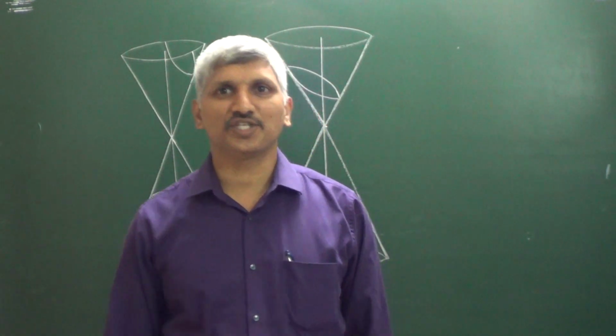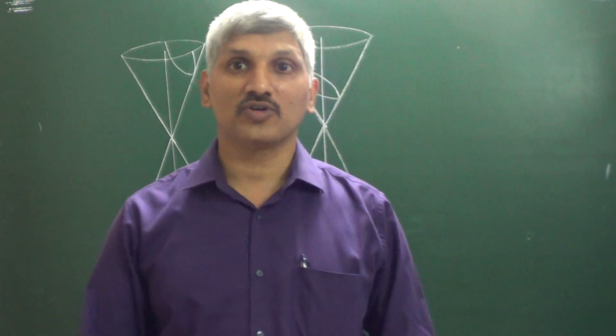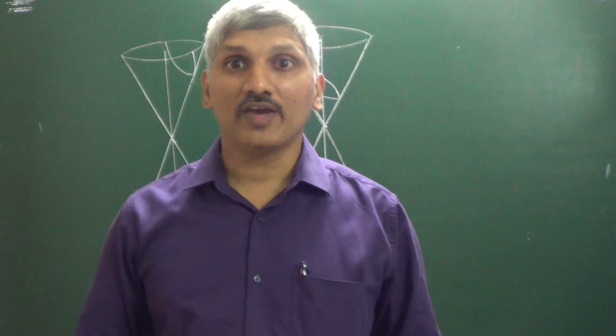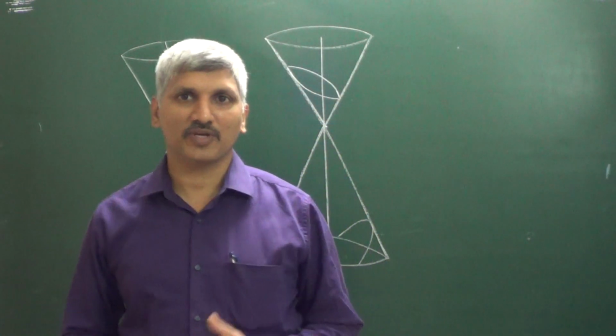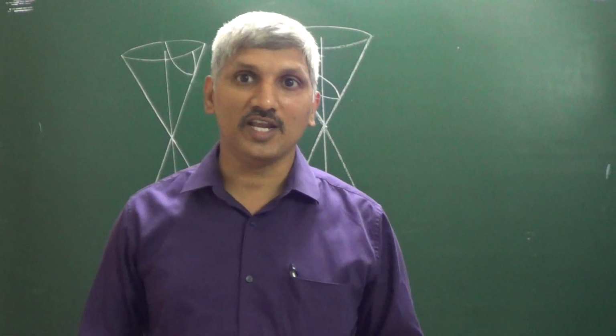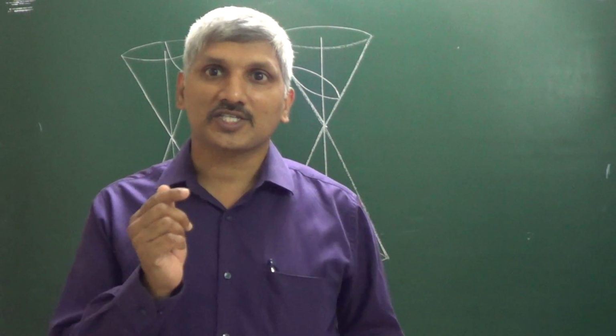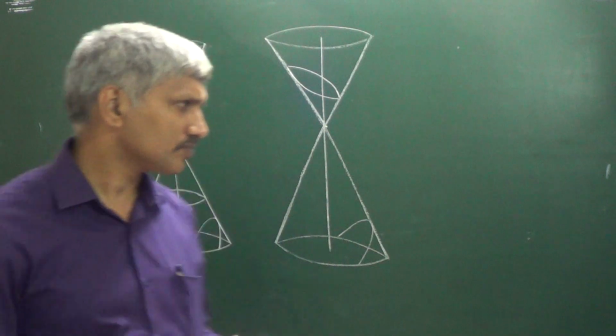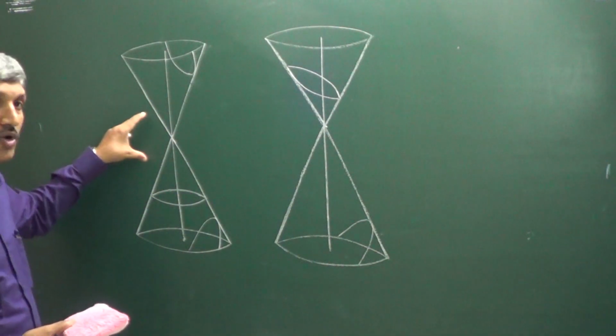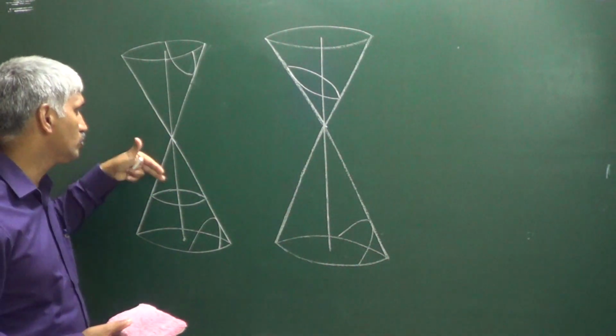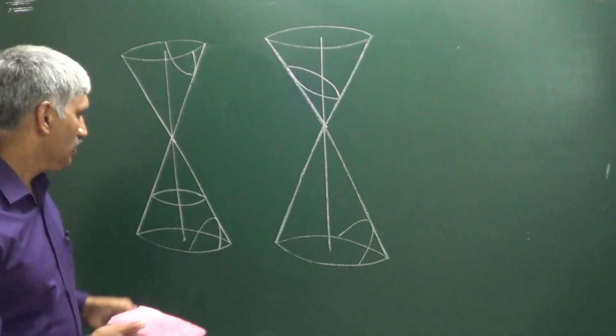Hi dear students, in this class we are going to discuss conic sections. Why are we calling it a conic section? Because the parabola, ellipse, hyperbola and circle are all sections of a cone. You can observe this is a double napped cone, that means two cones joined like this.